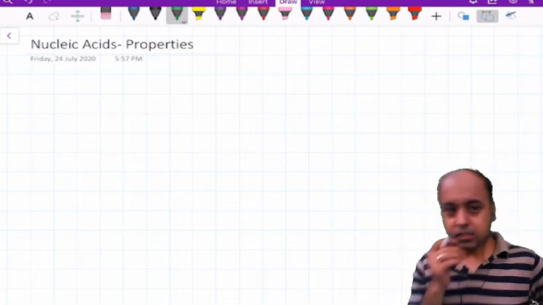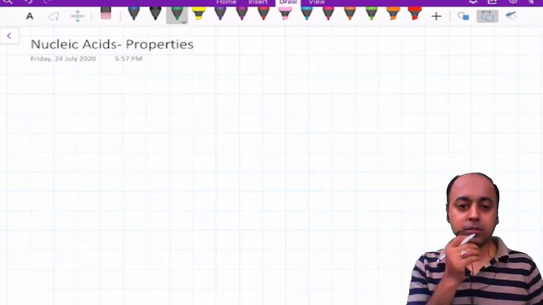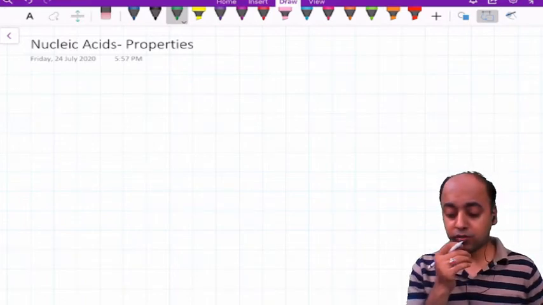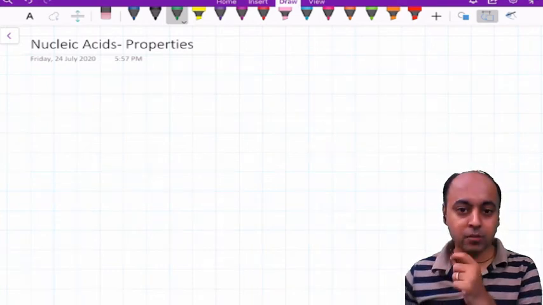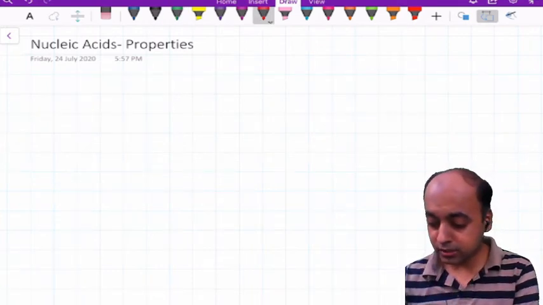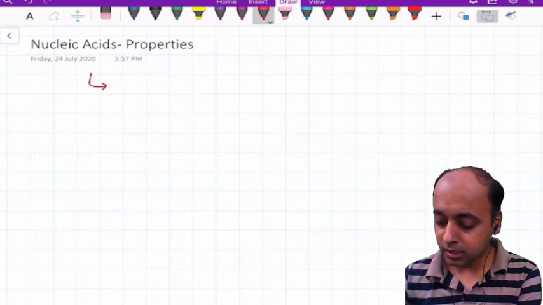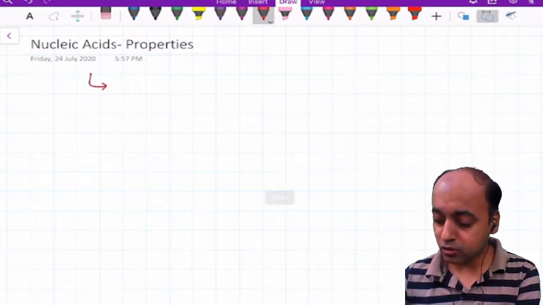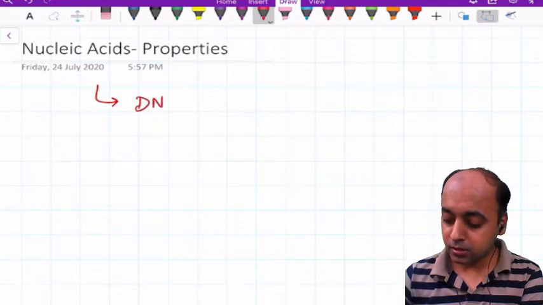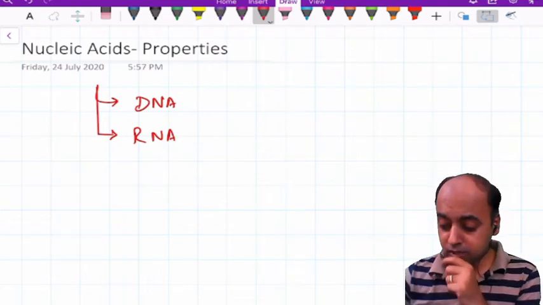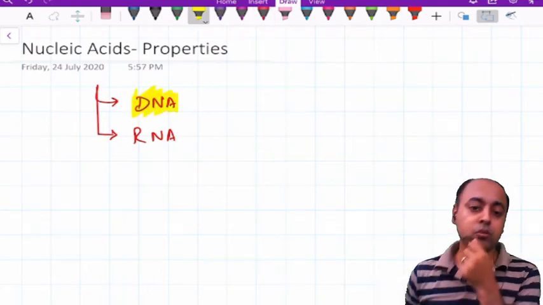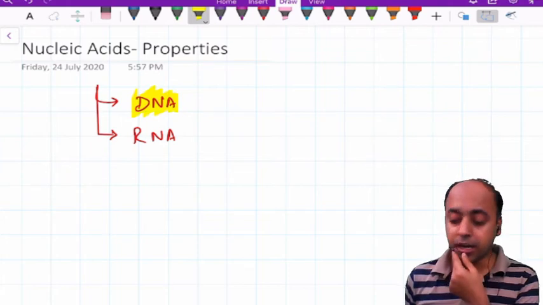So let's start today's discussion. This discussion will be on the properties of the nucleic acids. Alright, so when I say nucleic acids, what do I mean? Nucleic acids will be the DNA and the RNA. Know this? The nucleic acids will be DNA and the RNA. So we'll take them one by one and discuss the DNA and the RNA. Obviously, let's start with the DNA first, and then we'll talk about the properties of the RNA.